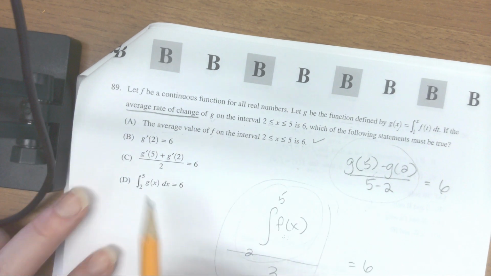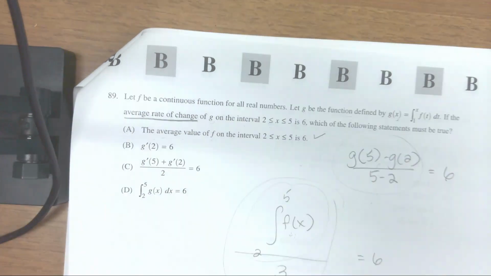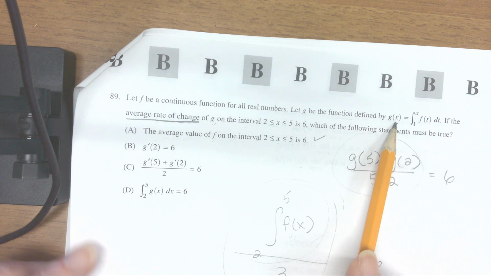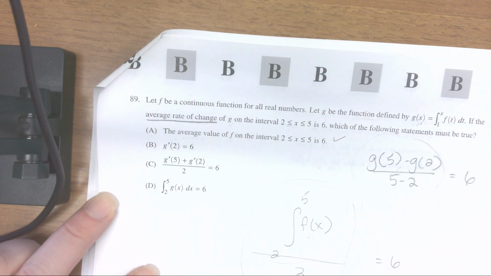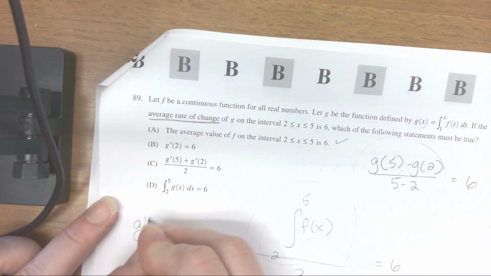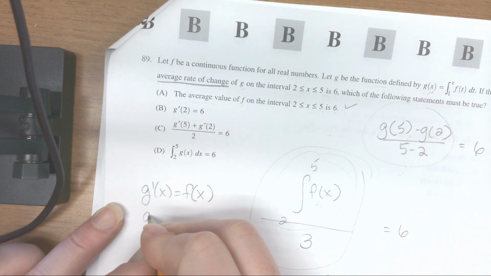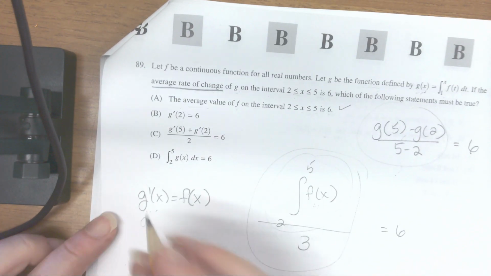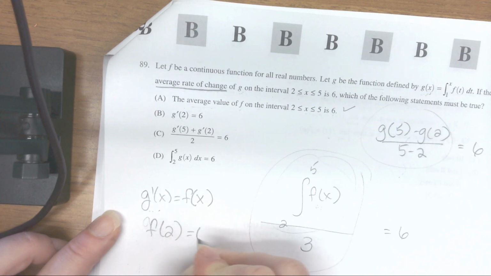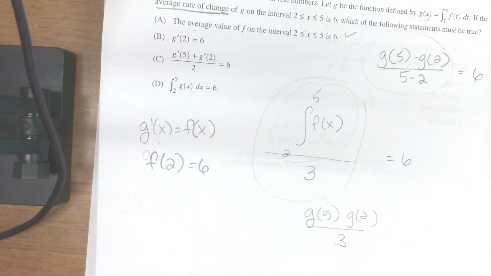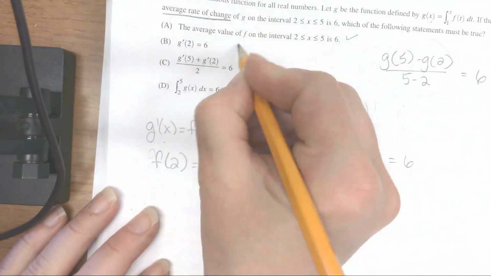Does g prime of 2 equal 6? Oh, this has so much fundamental theorem of calculus in it, doesn't it? The derivative, let's go ahead and do the derivative. What happens when we do a derivative of an integral? Cancels. So g prime of x is the same as f of x. So does f of 2 equal 6? I mean, we don't have any way of knowing that, I don't believe.